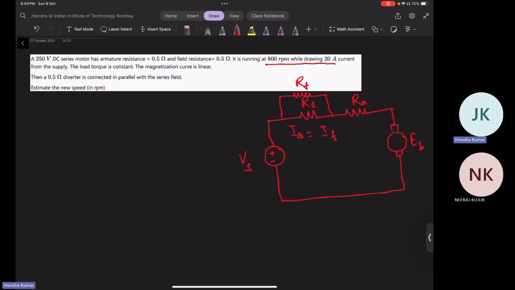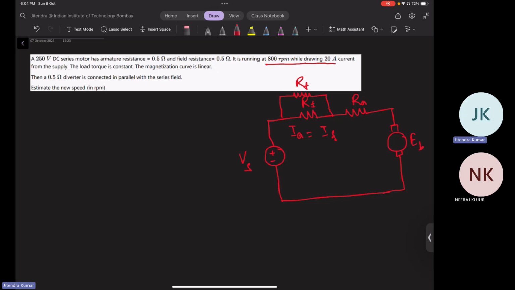Okay, so earlier our current was let's say 20 ampere. Now the current will be traveling how much in both the paths, that we have to find out, and in the question we have to find out the new speed. So what will be the speed after the 0.5 ohm diverter is connected, and the initial speed was 800 rpm, which is anyway given. So let us find out the speed. So what should be our approach here?